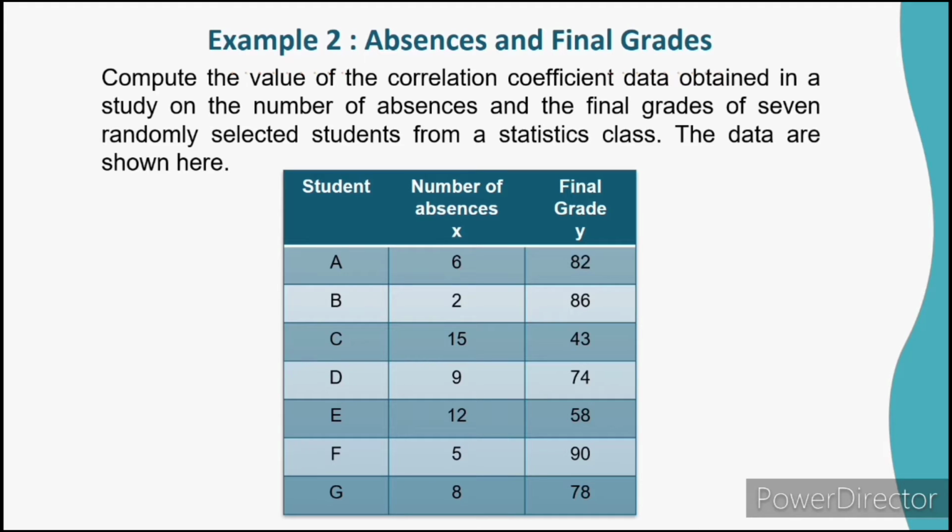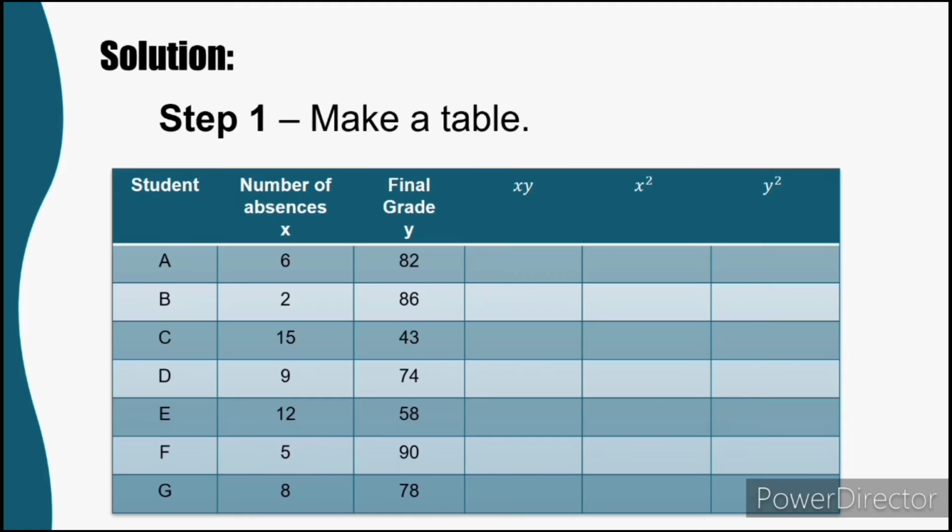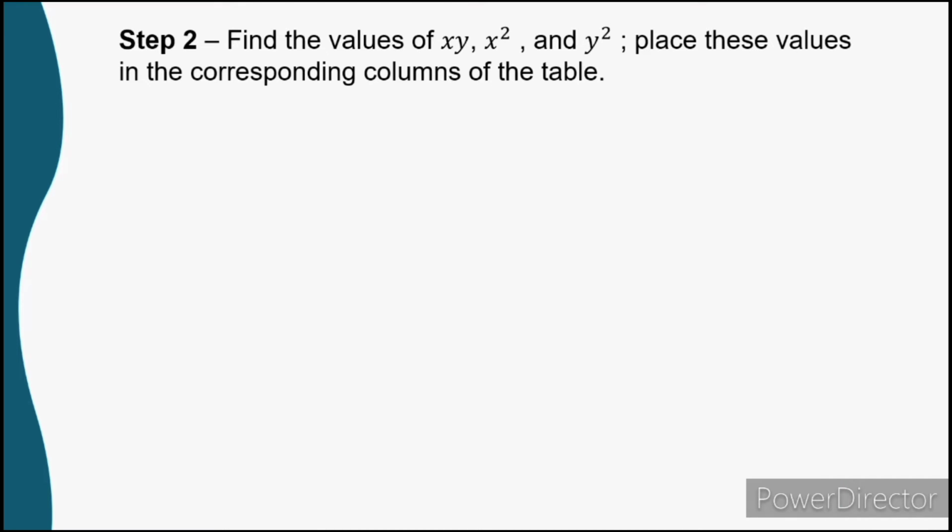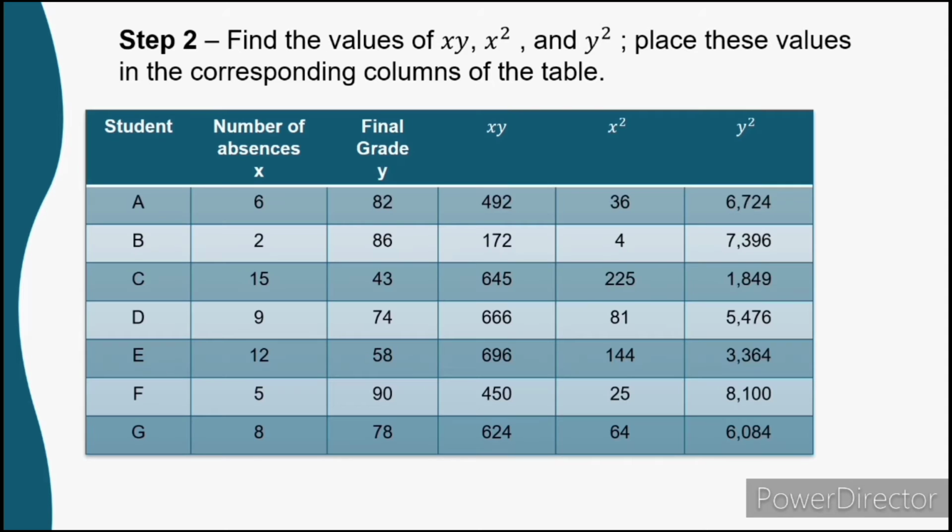Compute the value of the correlation coefficient for data obtained in a study on the number of absences and the final grades of 7 randomly selected students from a statistics class. So, step 1, make a table. We're going to add 3 columns to the right. The fourth column is x times y, fifth column is x squared, and sixth column is y squared. Step 2, find the values of x times y, x squared, and y squared. Place these values in the corresponding columns of the table. So, to find x times y, we multiply the second column and the third column. To find the fifth column, we square the second column.